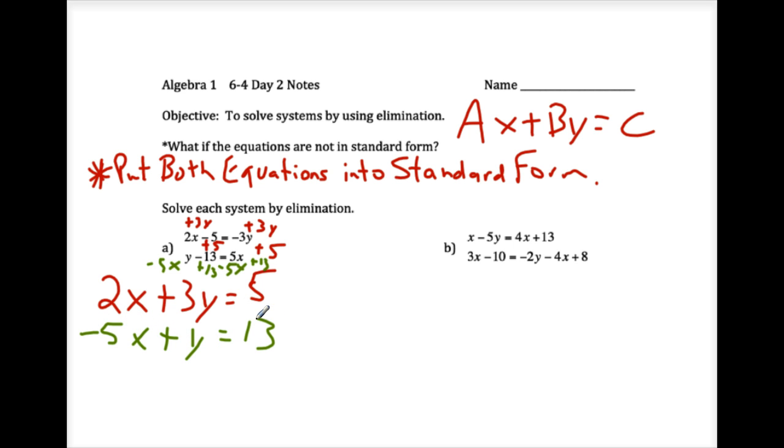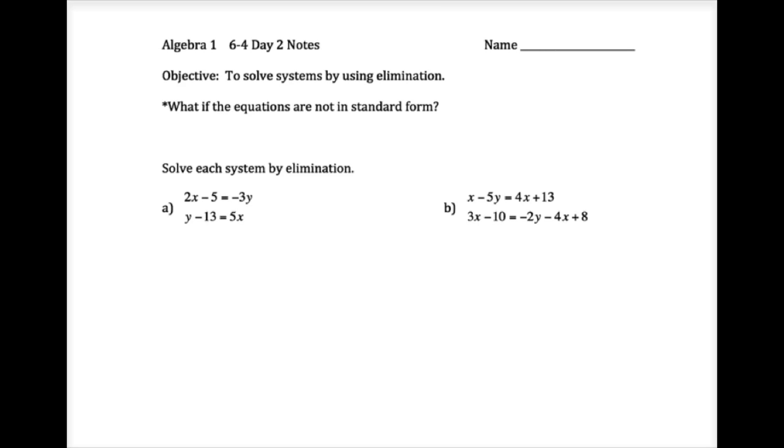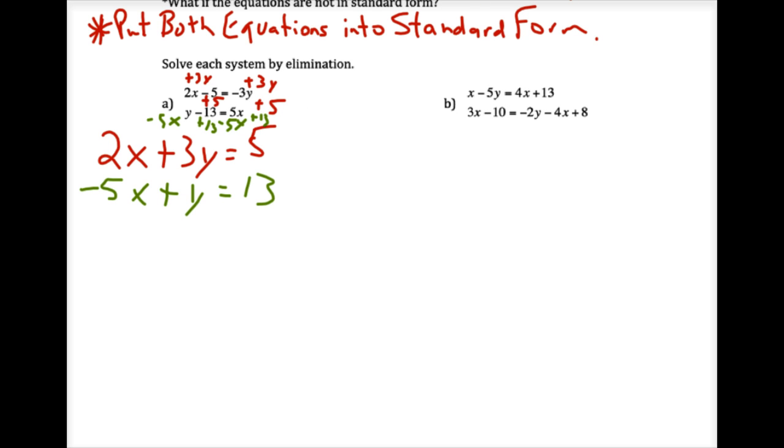Okay. Natalie, what would be the amount of x's we would need to make for elimination? 10. What about y's? 3. Easier x's or y's? Well, y is, but it takes up more paper if you do this. You think so? Why? Because you have to rewrite the equation.